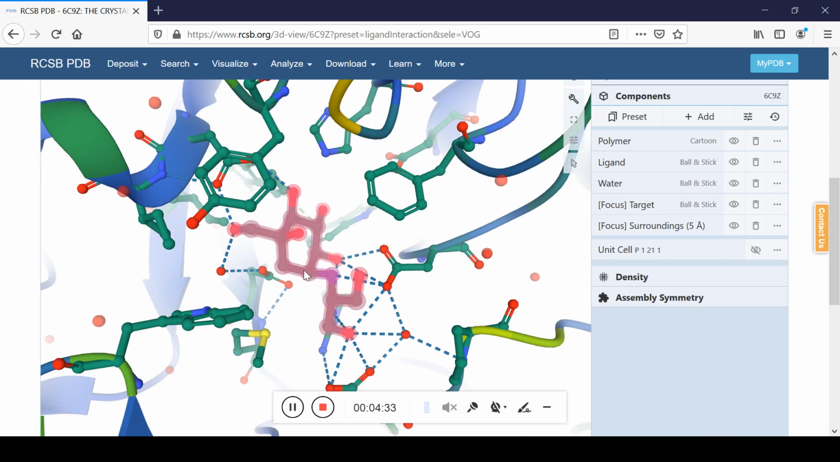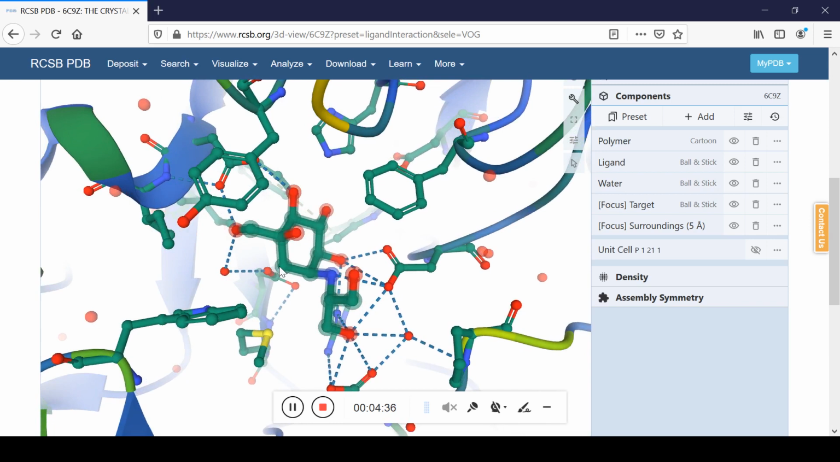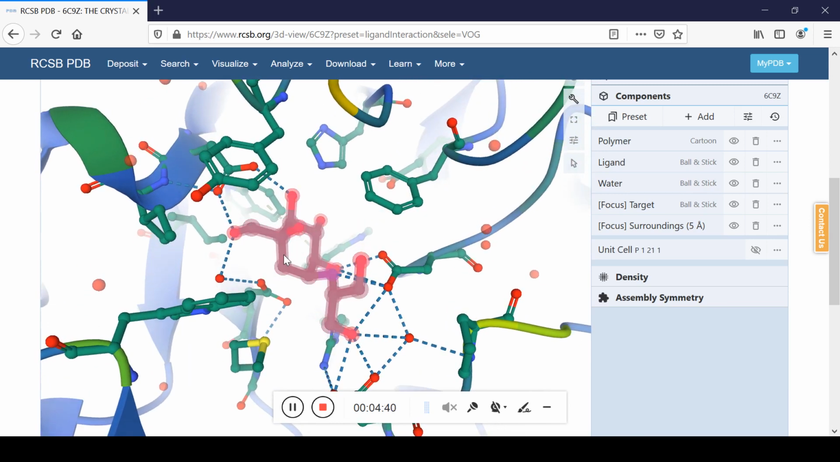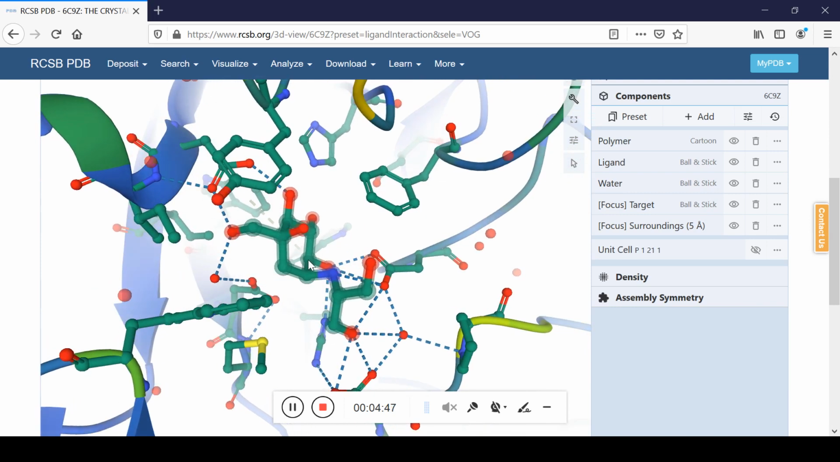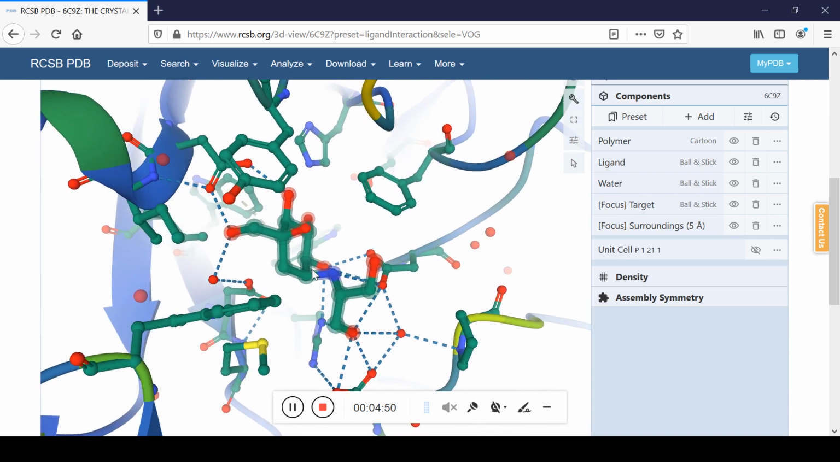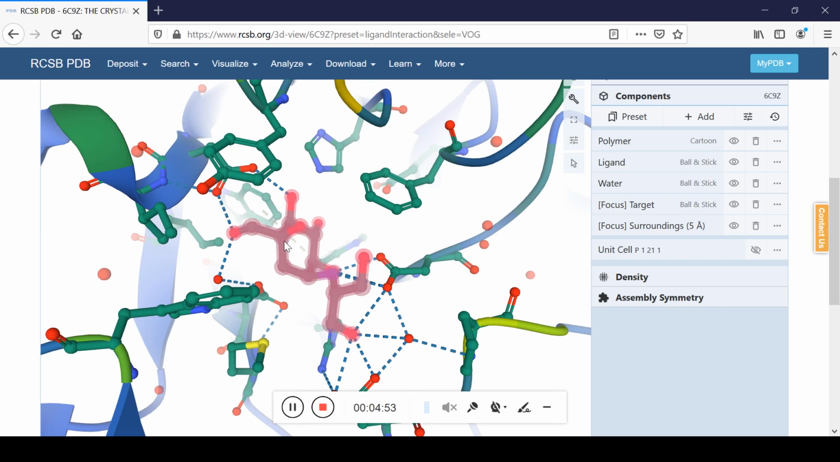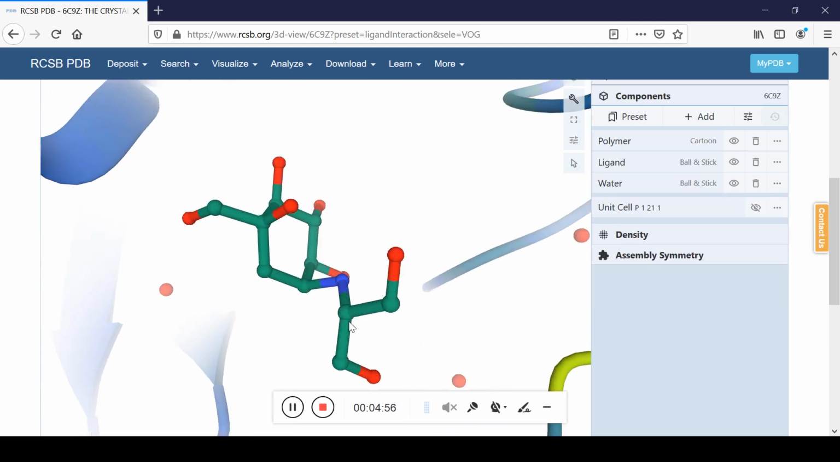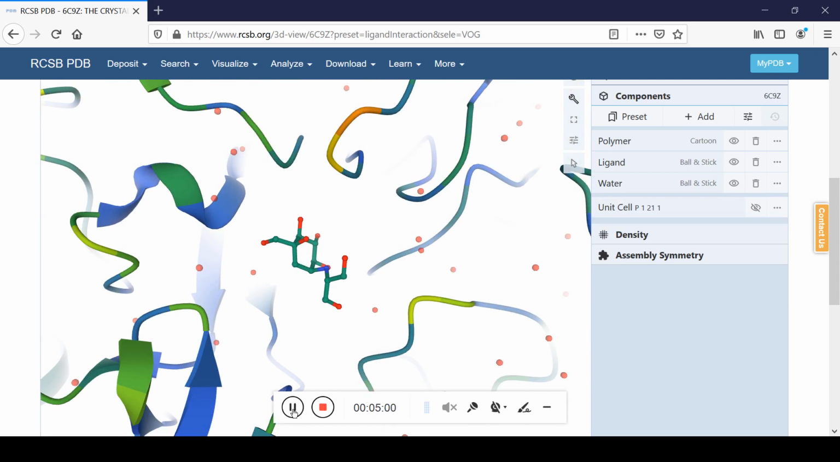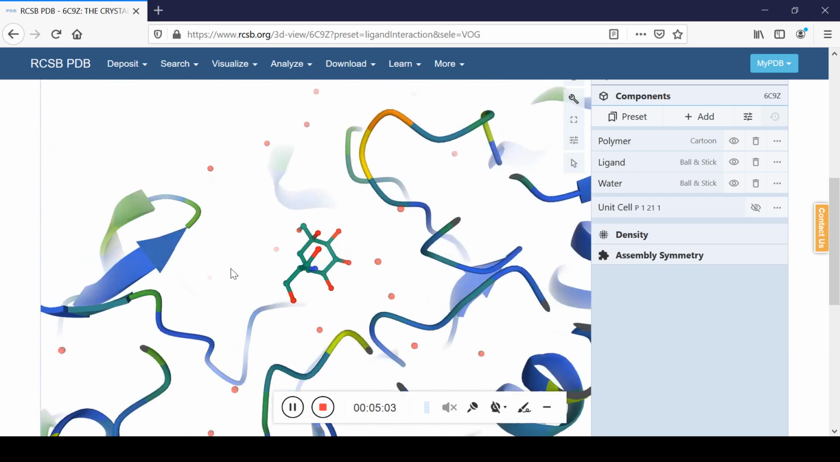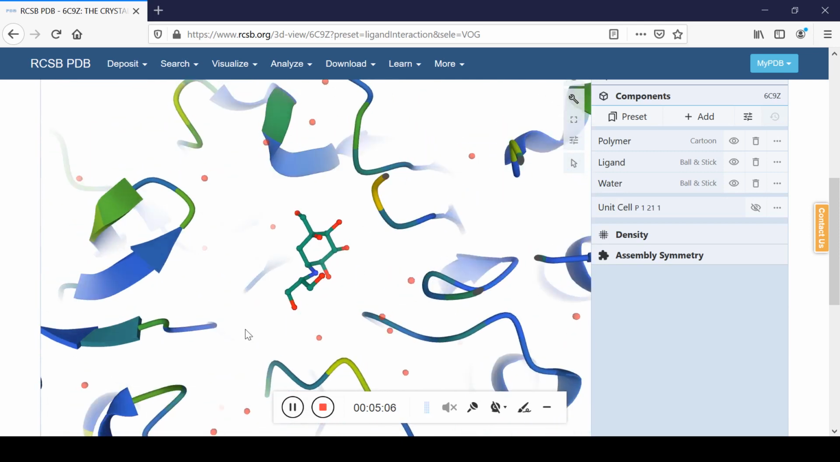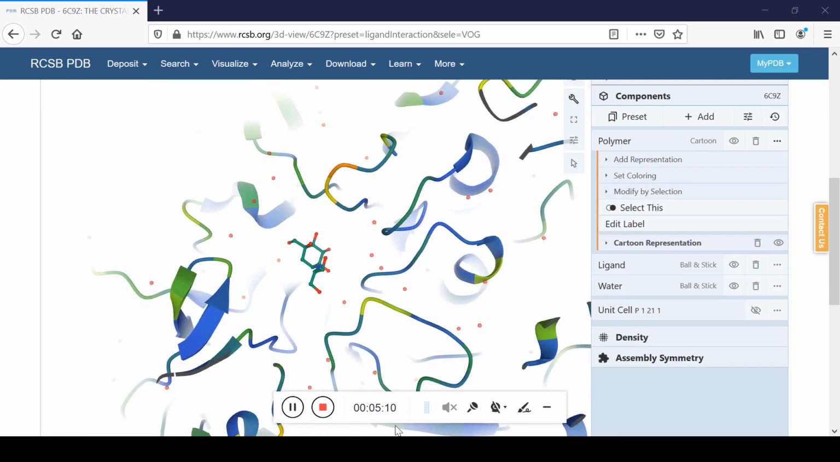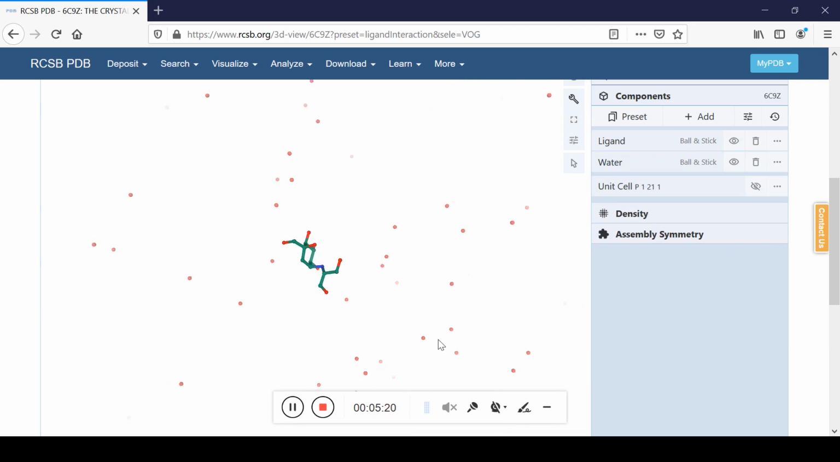When I'm touching the cursor to a molecule, it becomes pink, and a dotted line is indicating how interactions or bonding occur between different functional groups of Voglibose and amino acid residues present in the catalytic site of the enzyme alpha glucosidase. So this is how we can learn about the mode of action, or get a fair idea of how a drug binds to its target. I'm deleting the polymer now. That is, polymer means in our case it is our enzyme. So now only the drug is there in front of you.